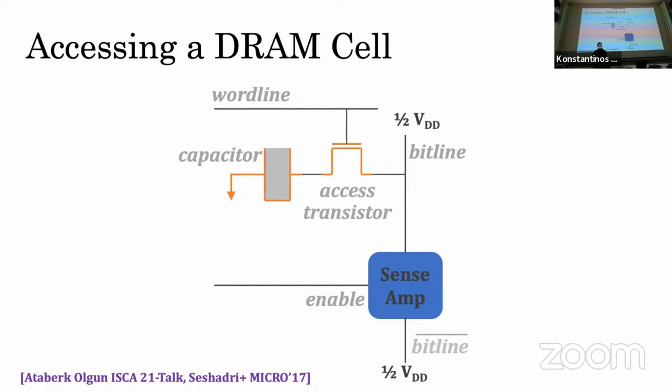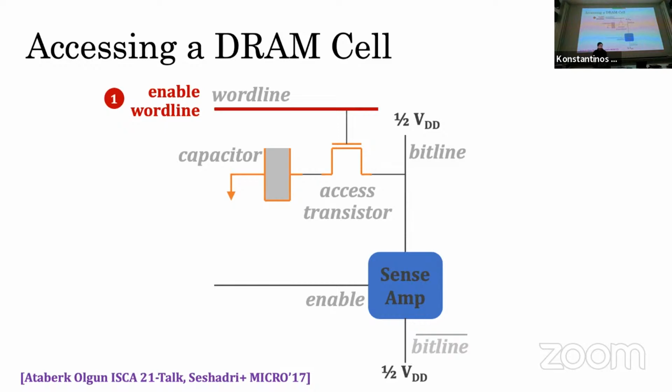Initially, the bitline voltage is precharged to half VDD. We can also see that in this example, the capacitor is fully charged. This is indicated by the gray coloring. This means that this particular DRAM cell stores logic 1. Now, in order to read the data stored in a cell, first we need to enable the word line.